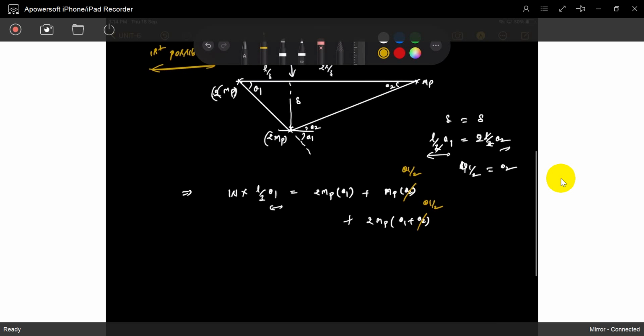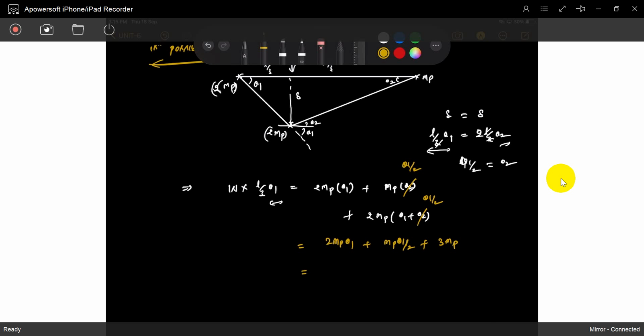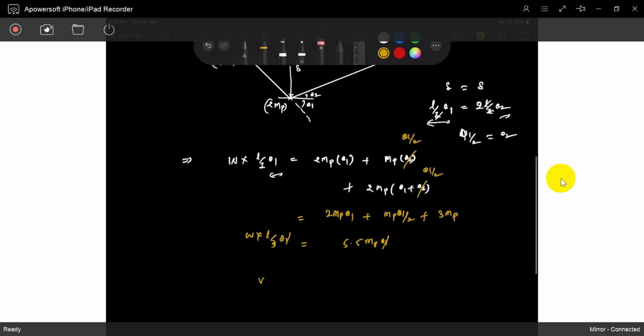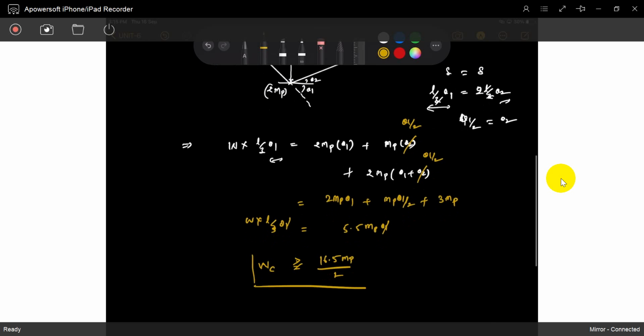So what is that value? 2 Mp theta 1, Mp theta 1 by 2. So 2 plus 1 plus 3 by 2, which is 5.5 Mp theta 1. It's W L by 3 theta 1. Theta 1 cancels. What is W? See, the collapse load is 16.5 Mp by L. Okay, that's one collapse load.